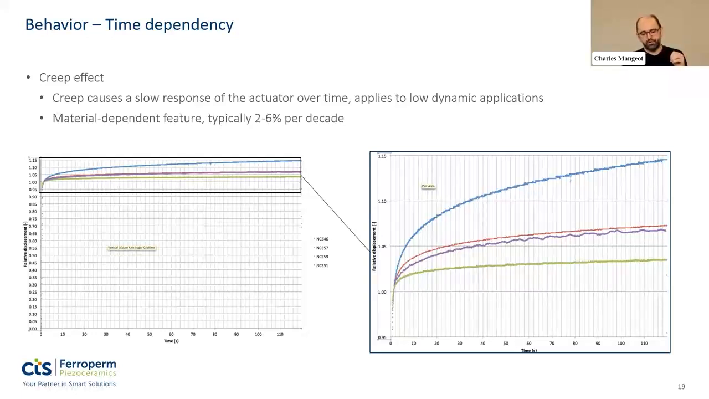And that means basically if you have a creep effect of 2% per decade and an actuator that gives 1 micron of displacement, you actuate it, it gives you the 1 micron, but then 10 seconds later, it will be at 1.02. And then 100 seconds later, it will be at 1.04 and so on. So you add up to the displacement over time.